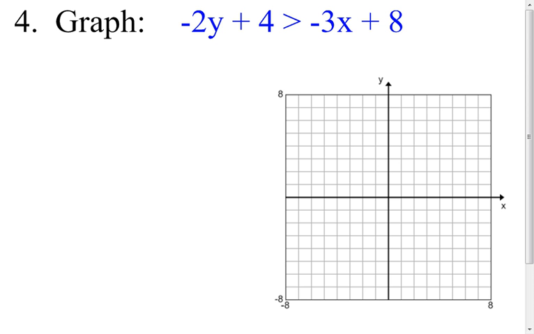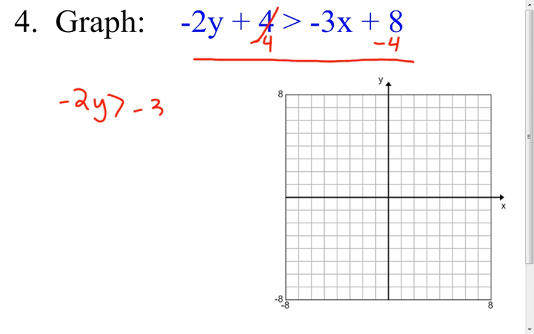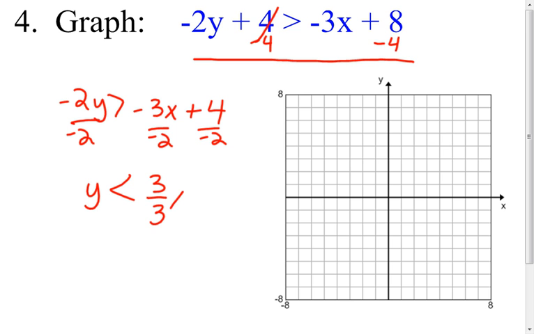All right, and another one. I will subtract 4. And I have -2y is greater than -3x plus 4. Divide by -2. Because I divide by a negative, I need to switch the direction of the inequality. And then -3 divided by -2 is positive. Negative divided by a negative is positive. And 4 divided by -2 is -2.